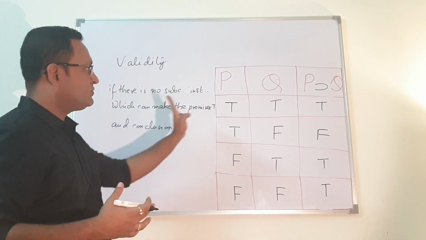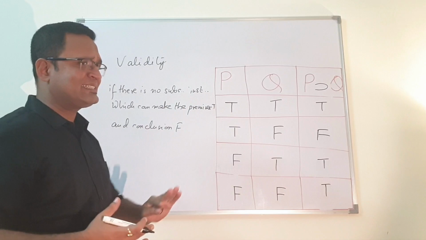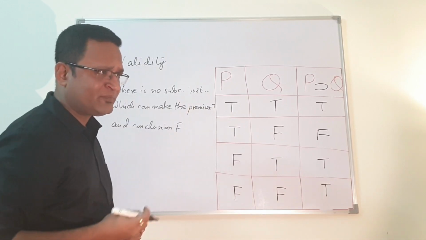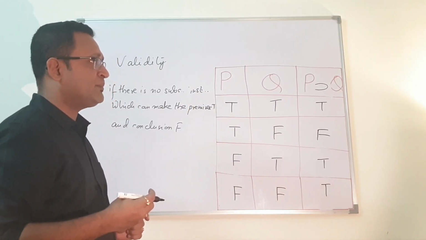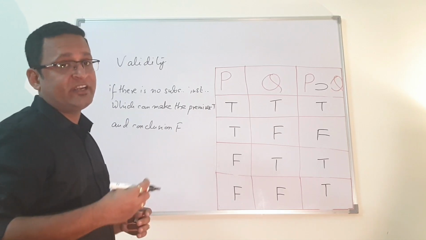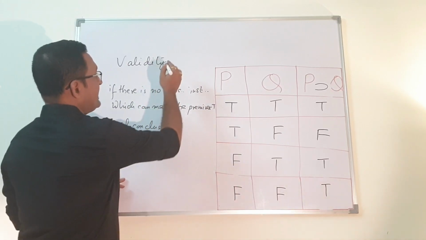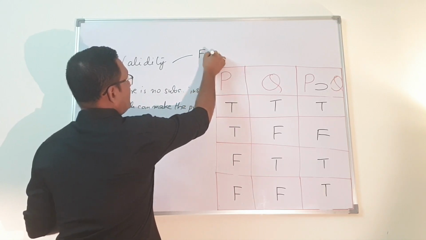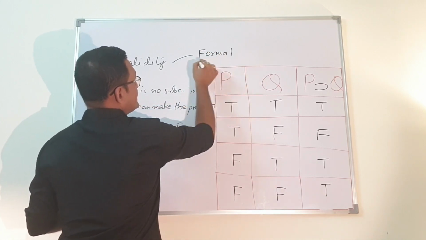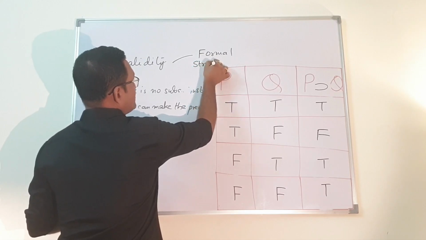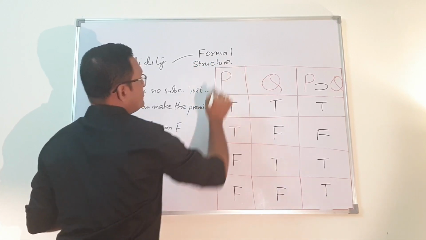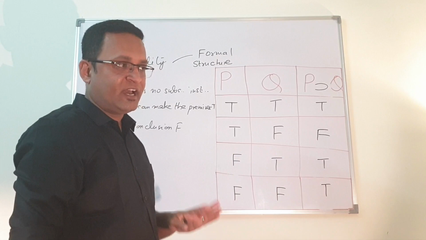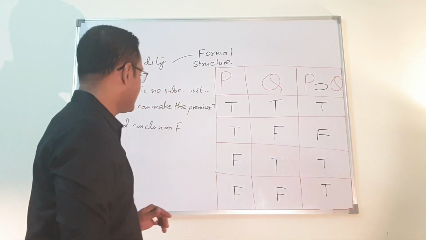Now, in order to understand these things, maybe I will give you a couple of statements more so that you remember how validity or invalidity is going to take place. But before that, allow me to remind you that validity is a formal notion. It is concerned with structure. It has nothing to do with the meaning of it. We are not concerned with the meaning right now.